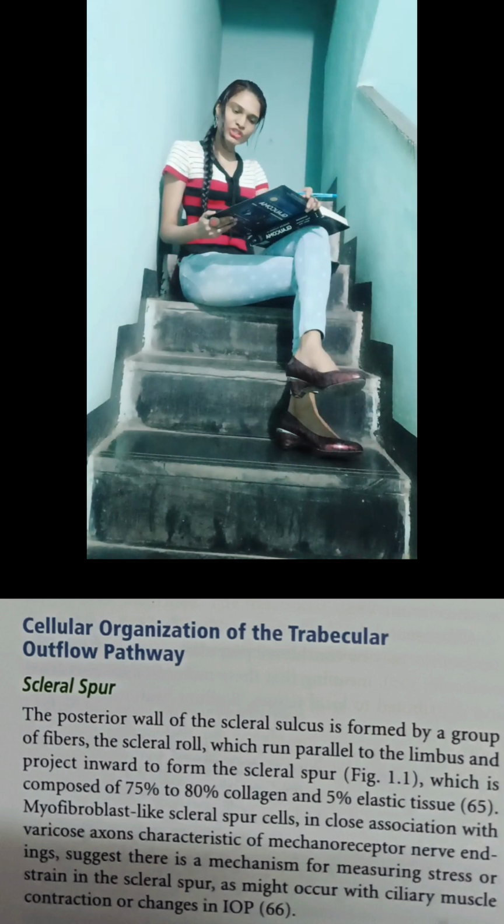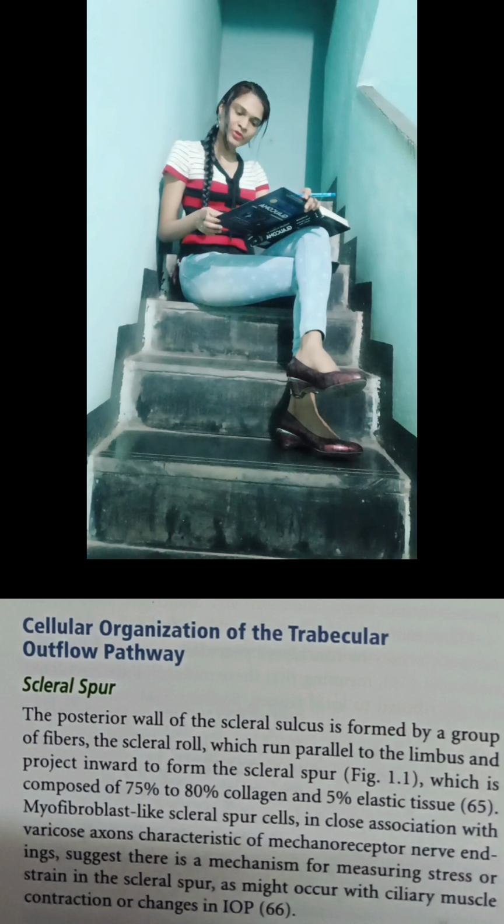Cellular organization of the trabecular outflow pathway. Scleral spur. The posterior wall of the scleral sulcus is formed by a group of fibers, the scleral roll, which run parallel to the limbus and project inward to form the scleral spur, which is composed of 75% to 80% of collagen and 5% of elastic tissue.